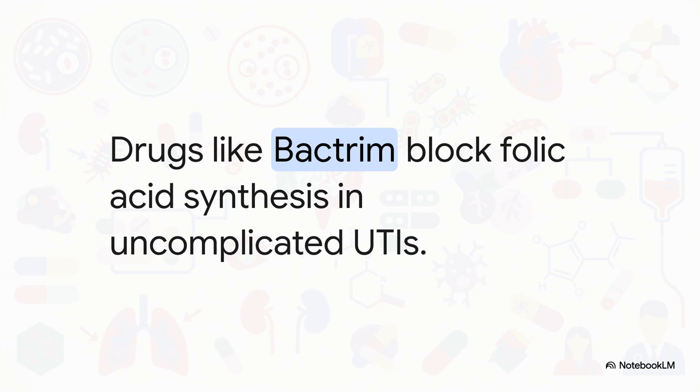For specific recurring conditions, like your standard uncomplicated UTI, we can use drugs like Bactrim. So instead of trying to violently smash the cell wall, Bactrim sneaks in and targets the bacteria's metabolism. It literally starves the bacteria by blocking its ability to synthesize folic acid, something it desperately needs to grow. It's just a highly targeted, highly effective metabolic interruption.